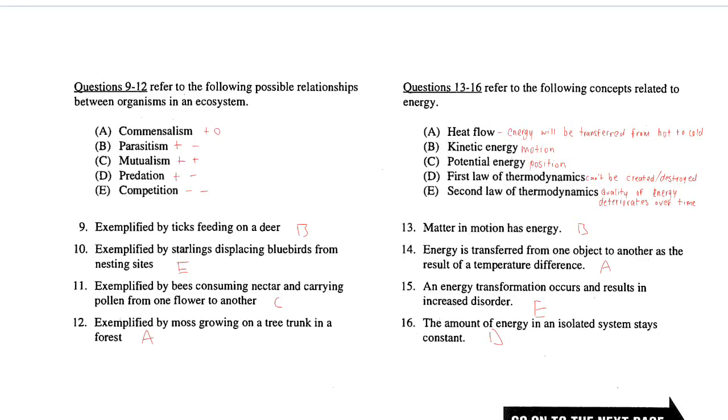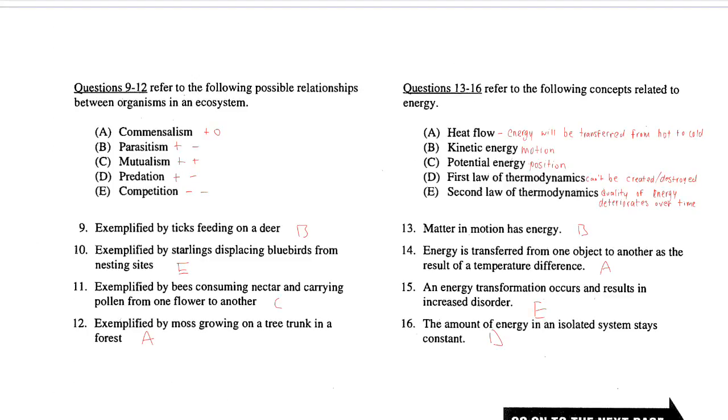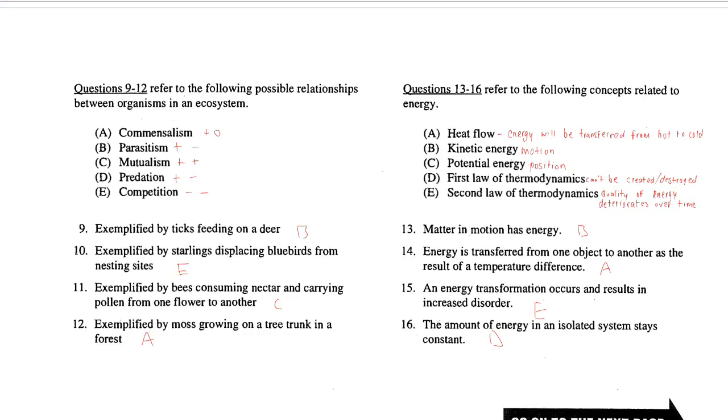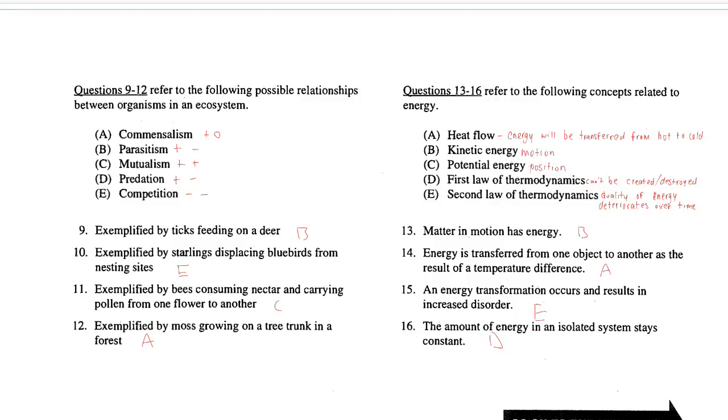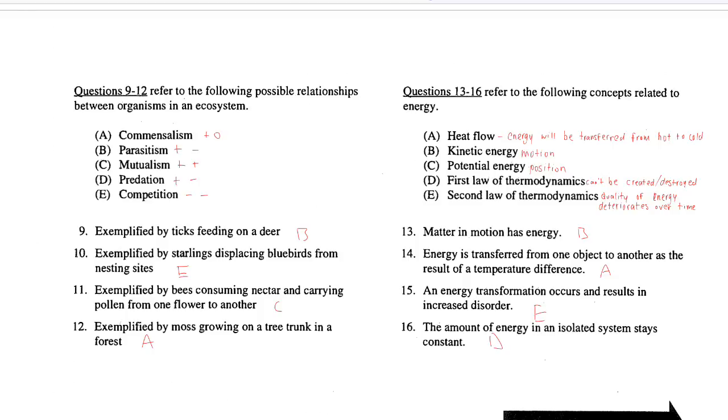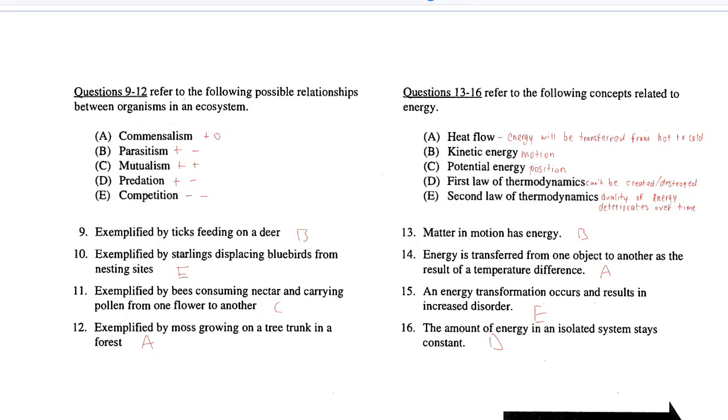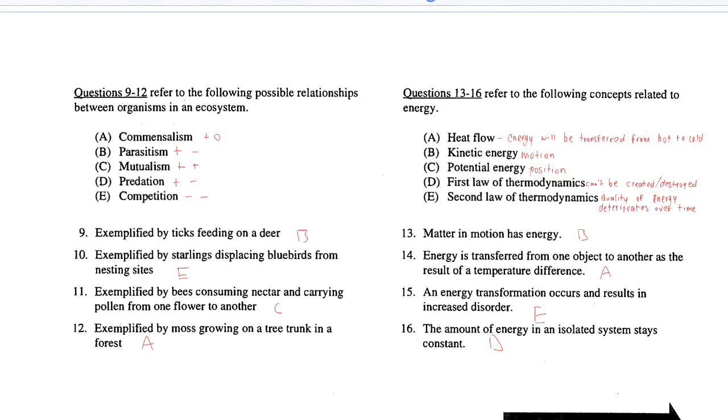For questions 13 through 16, option A, heat flow, is energy transferred from hot to cold. Option B, kinetic energy, is motion. Option C, potential energy, can be described as position. Option D, the first law of thermodynamics, is the law where energy cannot be created or destroyed. Option E, the second law of thermodynamics, is that the quality of energy deteriorates over time.